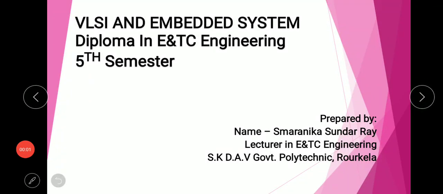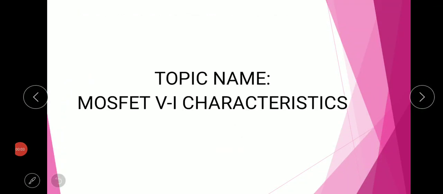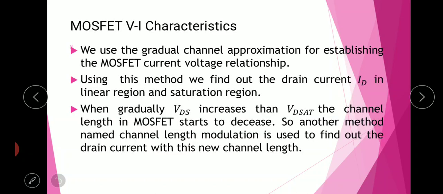Good morning, students. Today we are going to learn about the MOSFET VI characteristic. Before drawing the characteristic, first we have to find the drain current equation. For that we use the gradual channel approximation method. Using this method, we find out the drain current ID in the linear and saturation regions.